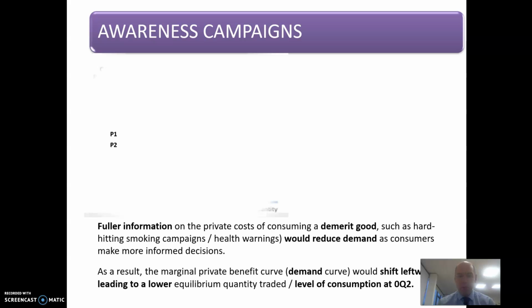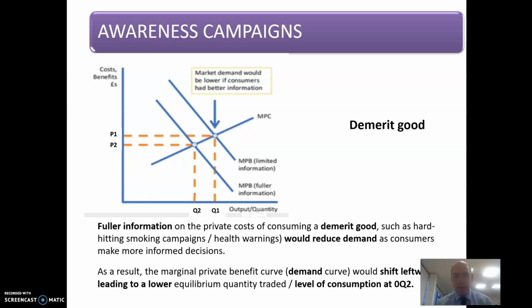Okay, pushing on. Let's have a little look at what a demerit good looks like. So you have your supply curve, which is the upward sloping marginal private cost curve. You guys might want to label that. You have two demand curves. The first one with limited information, and then you can call it D2, the marginal private benefit curve with fuller information. Notice it doesn't say full, it says fuller.